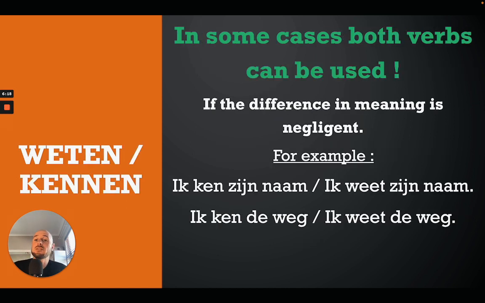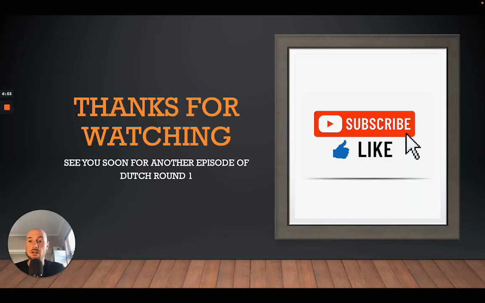We continue, and sometimes we can use both. Both is basically if the difference of meaning is negligible, if it doesn't really matter, alright? Ik ken zijn naam of ik weet zijn naam, alright? Whether it's from previous knowledge or whether it's from factual knowledge, it doesn't really matter because it means I know his name, right? Ik ken de weg of ik weet de weg, same thing, whether you know the road because you've taken that road many times or just because you know it factually, doesn't change, so then you can mix and match them. Alright, so this was the lesson for today, the difference between kennen and weten.